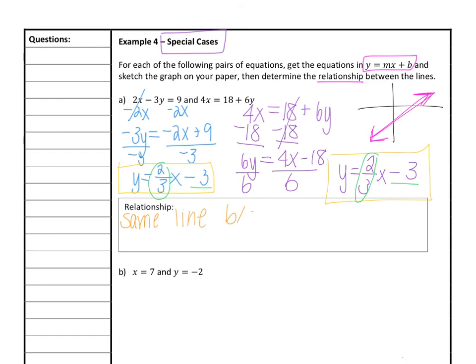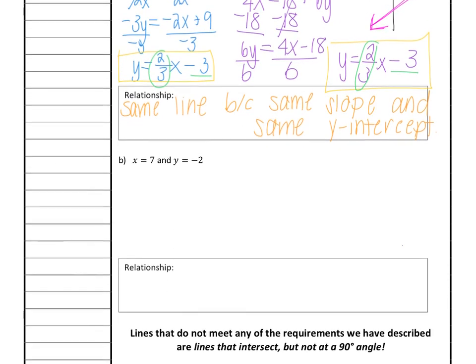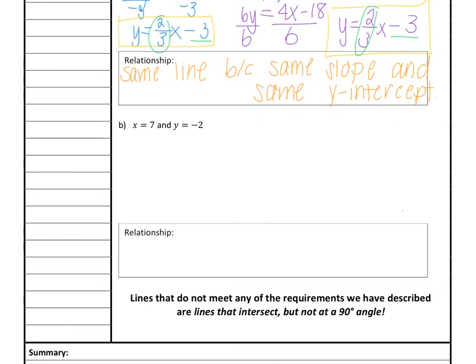And the reason is because they have the same slope and same y-intercept. So that is another possibility when you are working with equations. So don't be surprised if you get the same exact line, because it can happen. All right, one last example here, and then we are done with this skill, and you can go on to your practice. So this says here, what's the relationship between x equals 7 and y equals 2?